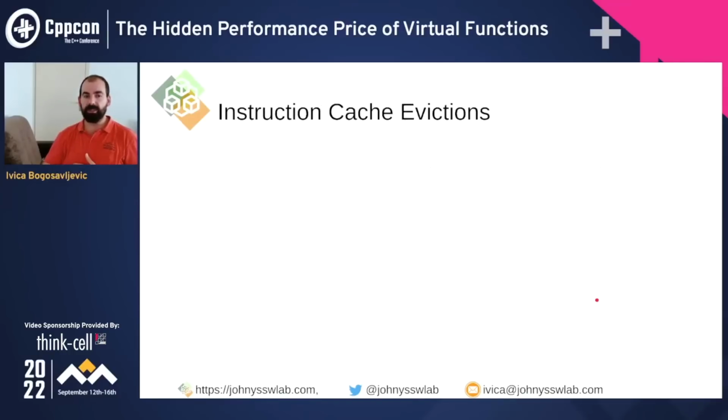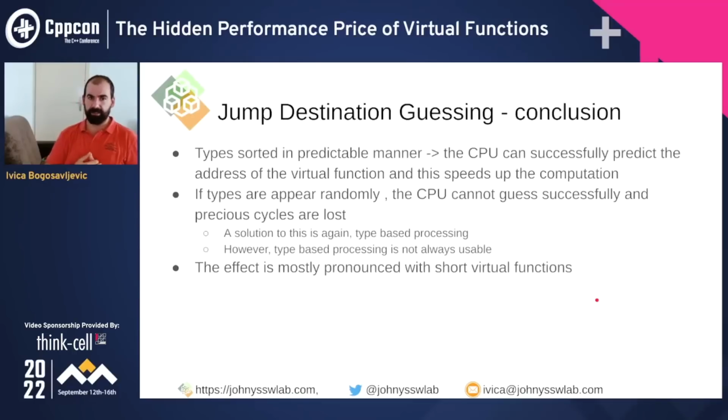So what happened here? When the types are sorted in a predictable manner, the CPU can very successfully predict the address of the virtual function, and it will go there and start executing that code, and this will lead to performance improvement because its guesses will always be correct. Now, if types in the array appear randomly, the CPU cannot guess successfully, and some CPU cycles are lost.